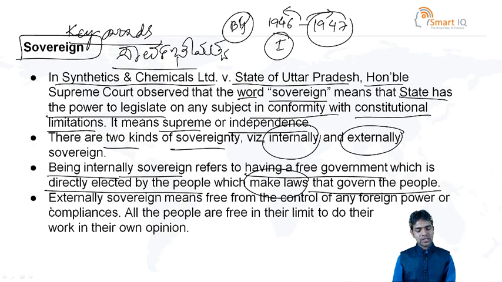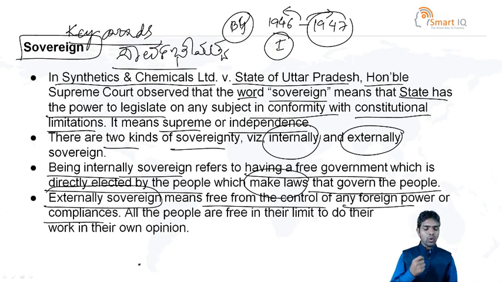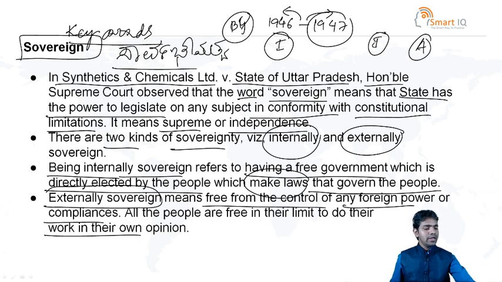So what is external sovereignty? External sovereignty means being free from the control of any foreign power. All the people are free within their limits to do their work in their own opinion. For example, India is there, Australia is there. India can make any agreement with Australia. There are no restrictions. That is the external sovereignty.